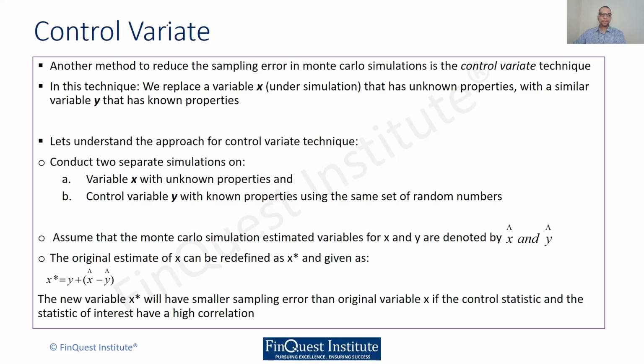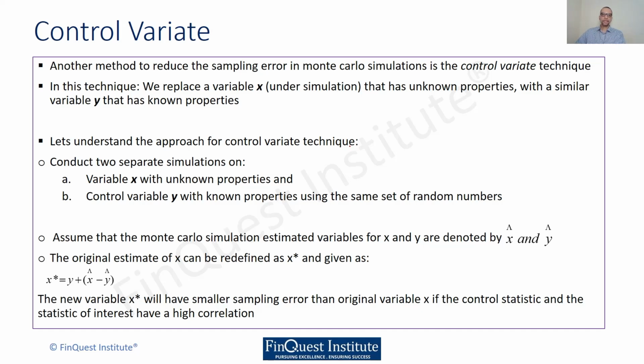The next way to do that is a control variate. So we saw antithetic variate. Now let's understand what the control variate technique is. Under this technique, we replace a certain variable x under simulation, which has unknown properties, and we try to use something which is similar to x. Imagine that we have some similar variable y, but it has known properties. So we have two things in play here. We have a certain variable x whose properties we don't know, and that's what we are trying to handle. To make our life easy, we look at another variable y whose properties we know beforehand. And that is going to make our computation easy.